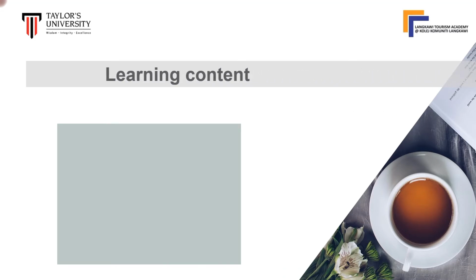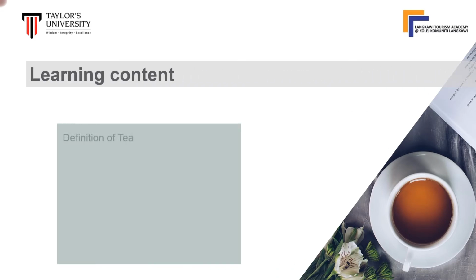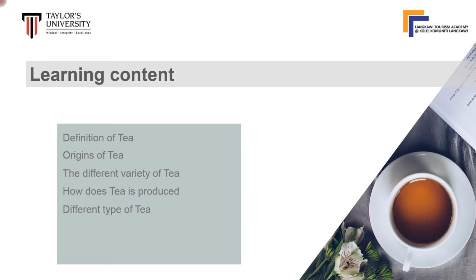The learning content of this topic consists of the definition of tea, origins of tea, the different varieties of tea, how tea is produced, different types of tea, different formats of tea, equipment, condiments, garnishing, and serve best with.